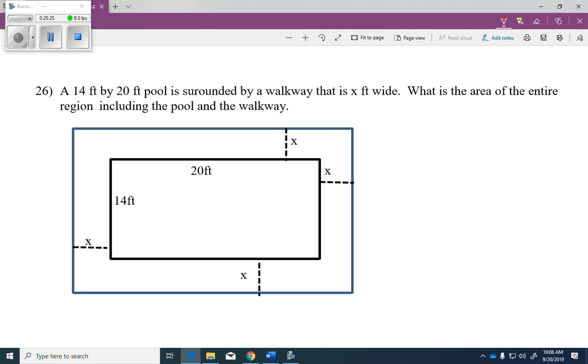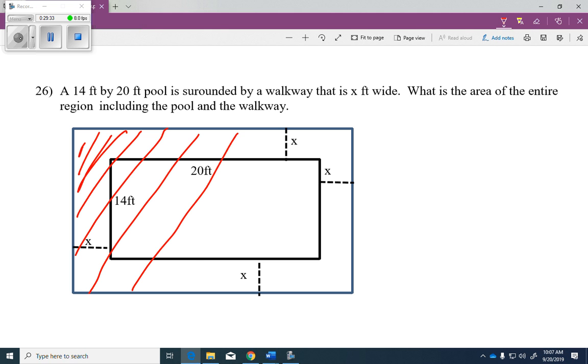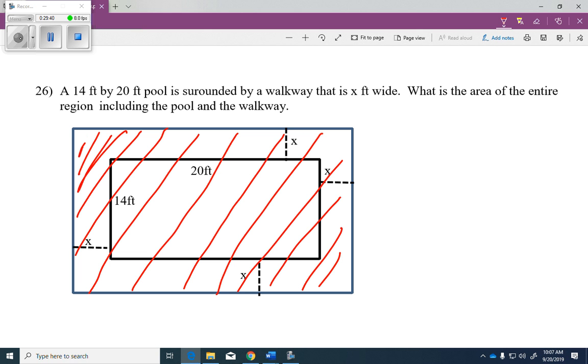So they want the area of the entire region. They want this whole thing. So pretend it's not separated into 2 pieces. Pretend it's not a pool and a walkway. Let's just imagine it being one big rectangle. To find the area of the rectangle, I have to do this whole length times this whole width.